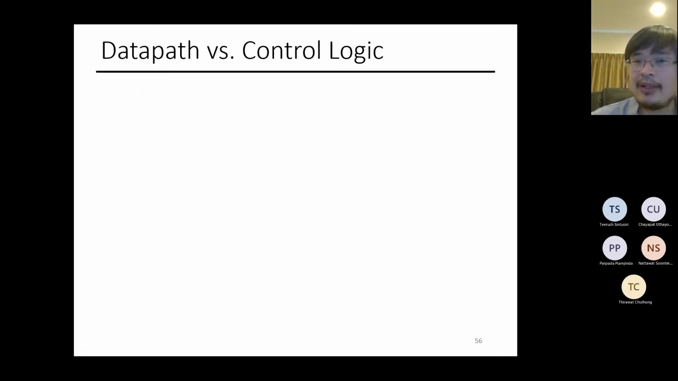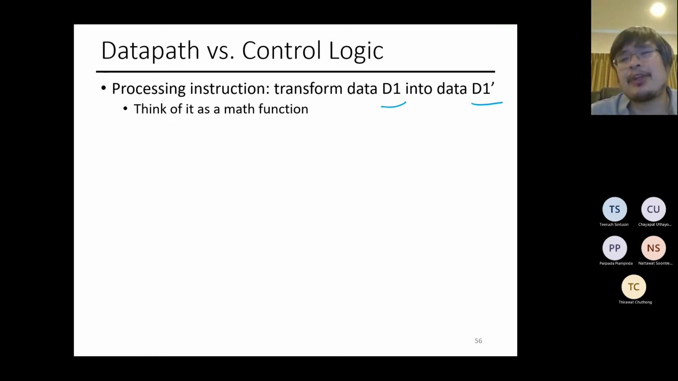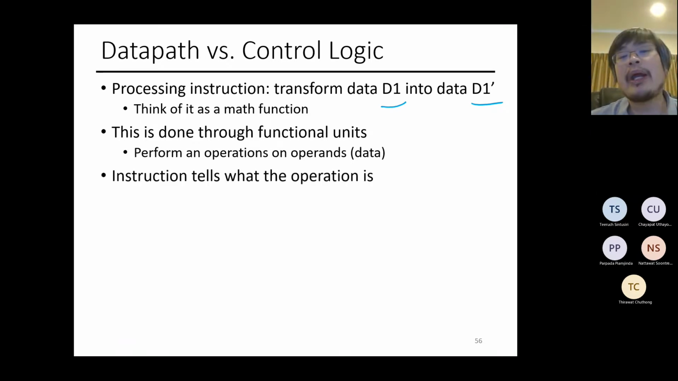The next thing I want to talk about is data path versus control logic, because this is something that I might refer to in the future. When you process one instruction, it transforms the data from D1 to D1 prime, right? Think of it as a math function like add, subtract, multiply. You transform them from D1 to D1 prime. This is done by a functional unit like an adder or multiplier, right? The instruction will tell you what the operation is.